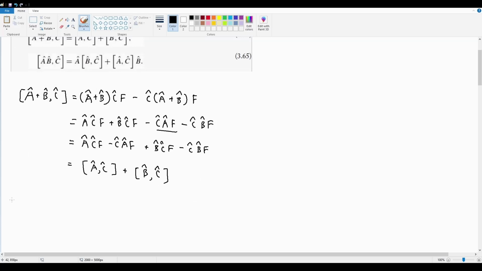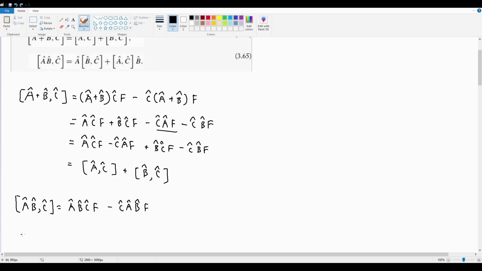Next one, the commutator of a hat b hat with c hat. If we expand this one out fully, this gives us a hat b hat c hat acting on f minus c hat a hat b hat acting on f. And unlike the first problem, we can't really just expand this out further, so it's not really clear what else to do from this point. So instead of doing that, let's try to work in reverse and start with what it's supposed to equal and see if we can work our way back to this.